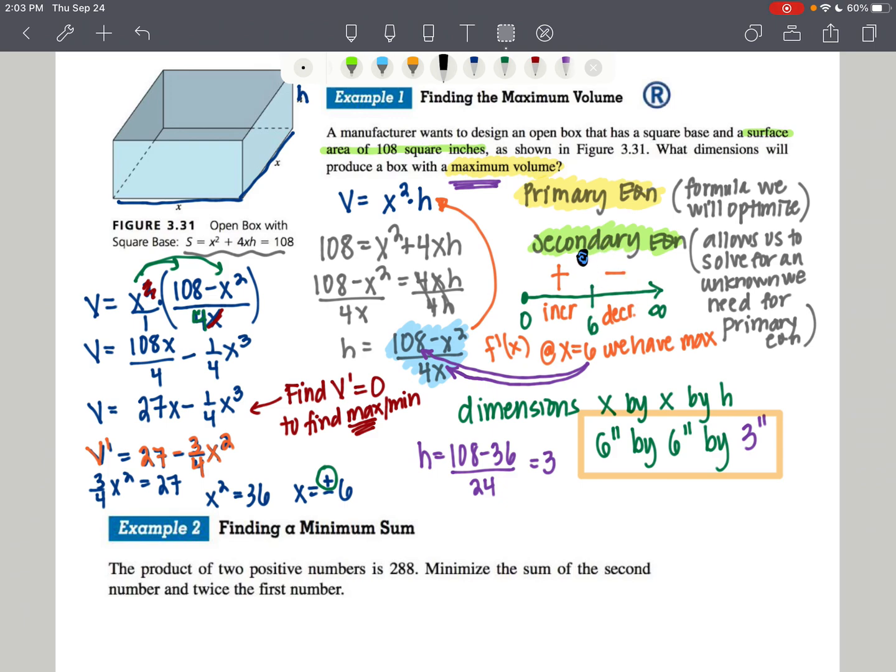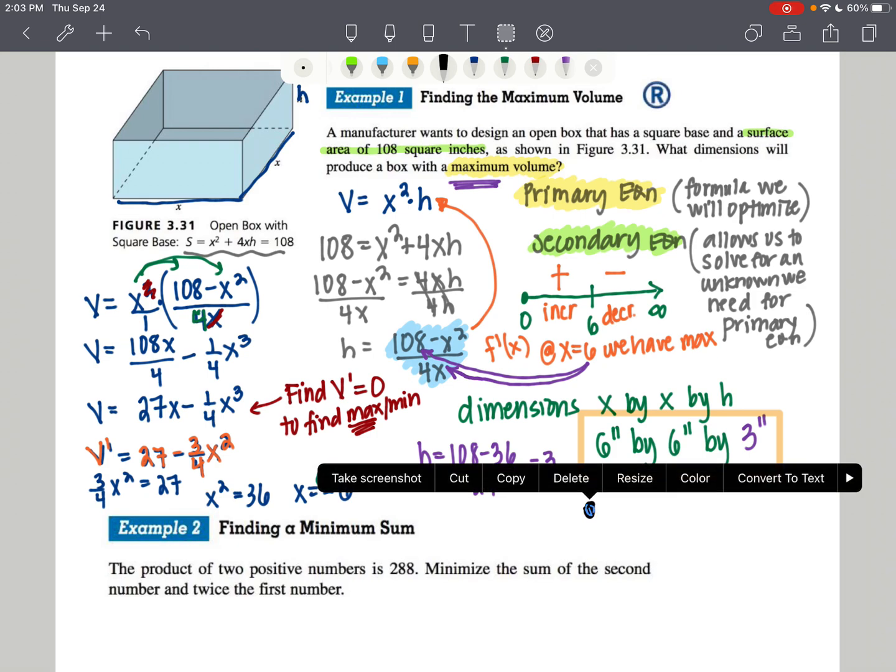Increasing to decreasing means that at x equals 6 we have a maximum. Hooray! That means that x equals 6, 6 by 6. How do we find that h value? We can plug that 6 back in for x into our surface area equation, which we manipulated to be h equals 108 minus x squared divided by 4x. We could have easily put it into the original one as well because it's the same equation, it's just not solved for h. And then we got our dimensions.